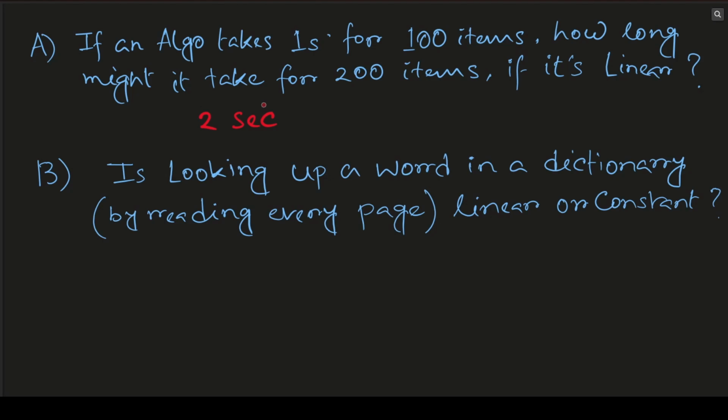Now let's look at the second question. It says, is looking up a word in a dictionary by reading every page linear or constant? It is linear if you read all pages. But if it is sorted and you use binary search, it is logarithmic. We will cover that later.